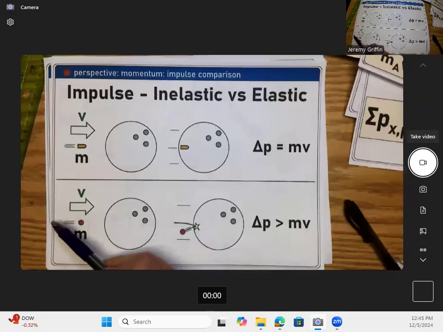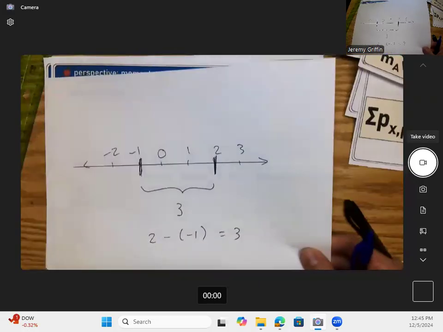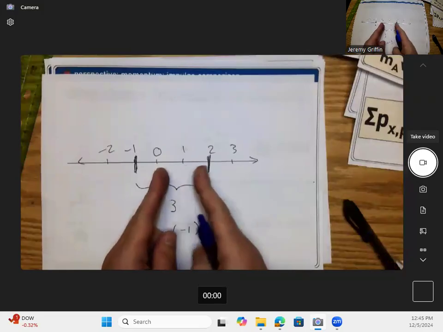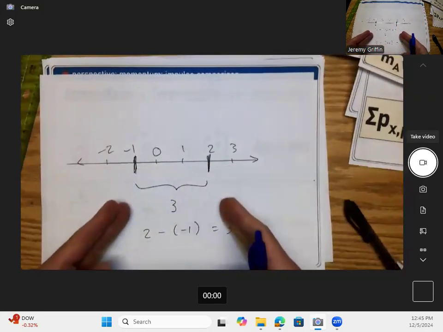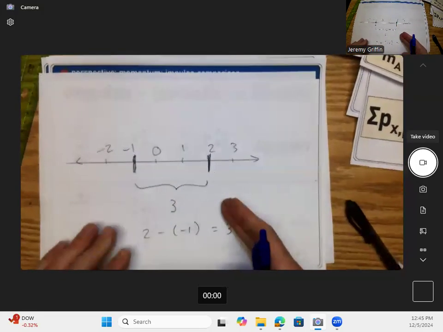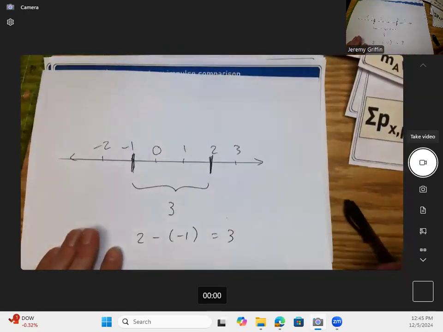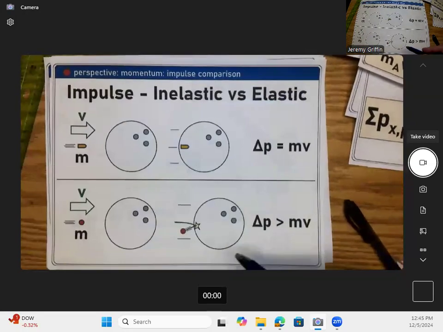Guys, what's the difference between 2 to the right and 1 to the left? The difference is 3 units. And if that's mass times velocity, isn't that how much momentum was transferred into the bowling ball? That was the impulse on the bowling ball, right? You guys get that? So this bowling ball is rolling off with 3 units of momentum to the right.